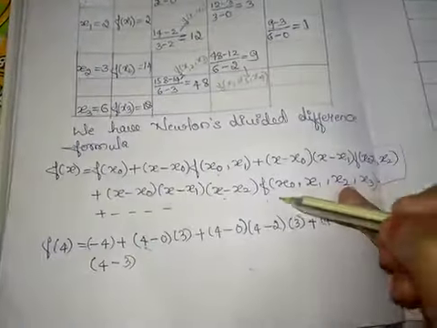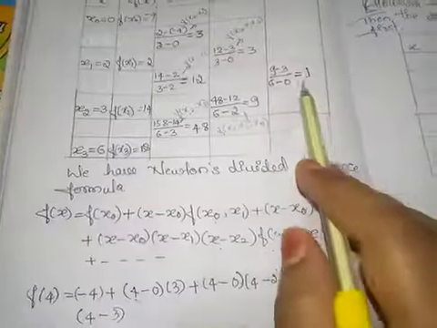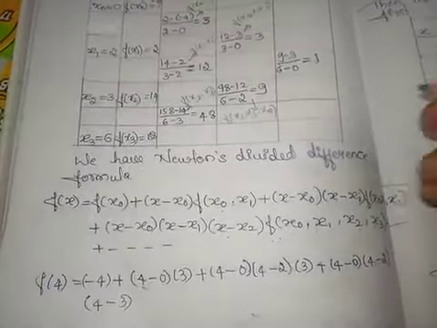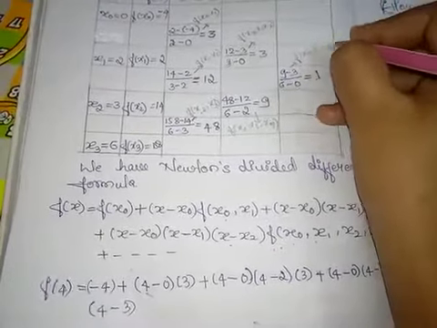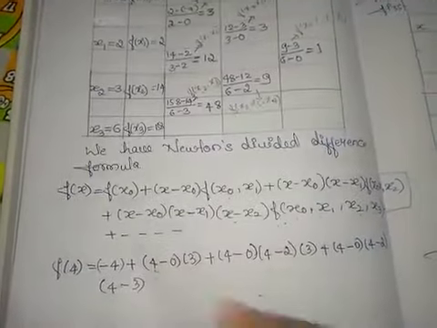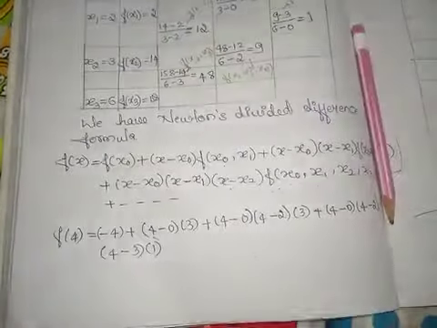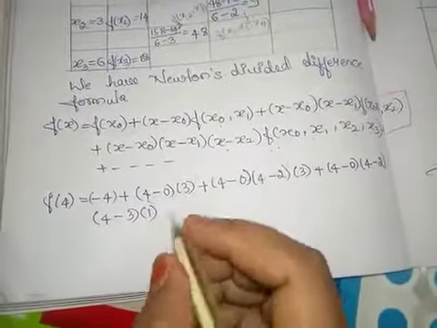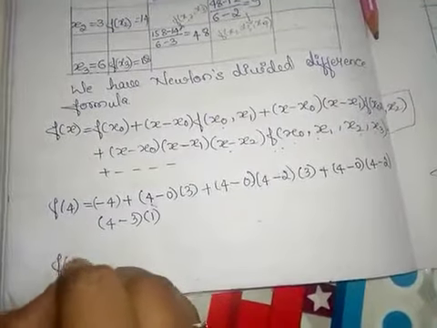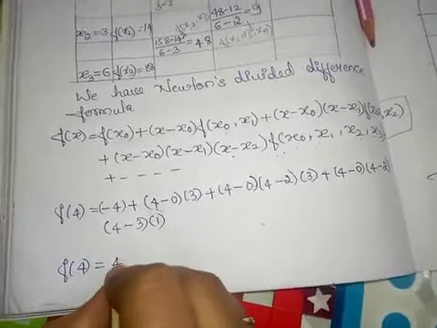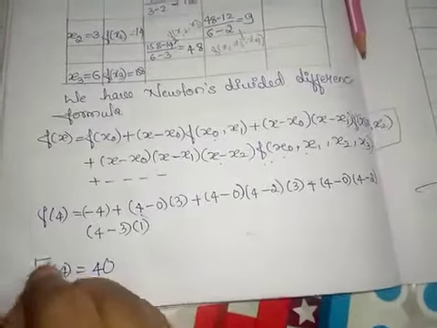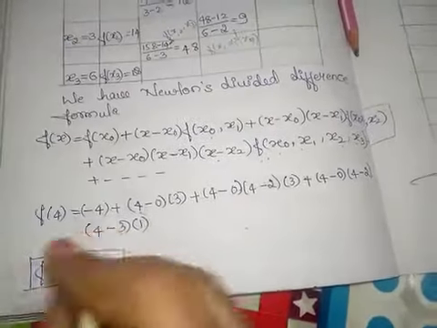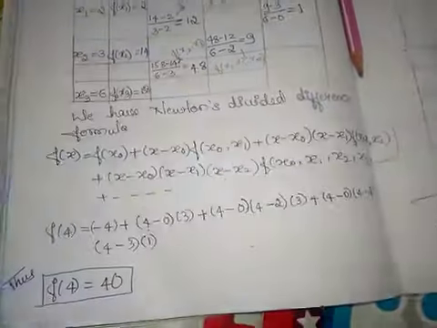And f of x0, x1, x2, x3. This will give what? F of x0, x1, x2, x3 is what? 1. Okay. Next, calculate the terms. What will you get? F of 4 is equal to 40. When you calculate all these terms, you will get f of 4 is equal to 40, which will be the required answer for the given example.